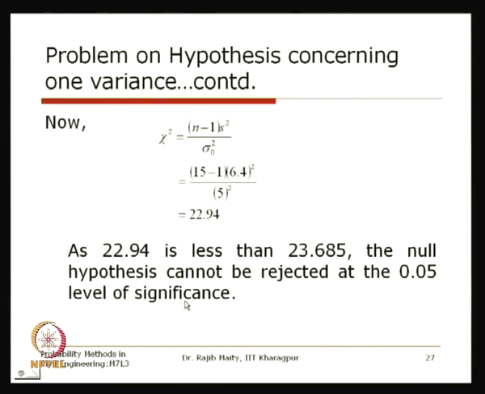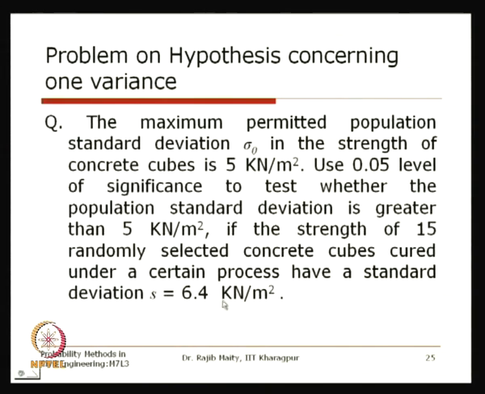That means from the sample data that we have, we cannot infer that the population standard deviation is greater than our target, that is, our requirement of 5 kilonewton per meter square. It is not greater than that, even though we have seen that numerically the sample standard deviation is 6.4, which is clearly greater than 5, but probabilistically we cannot infer that.